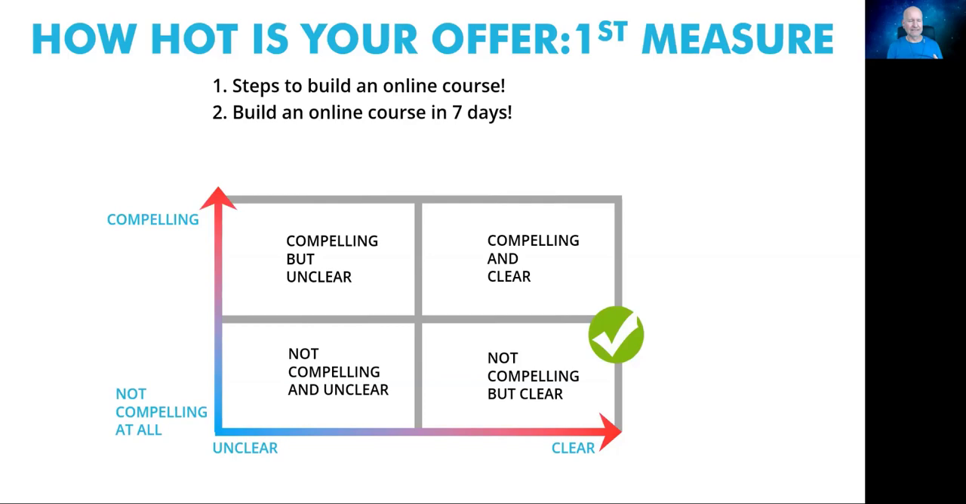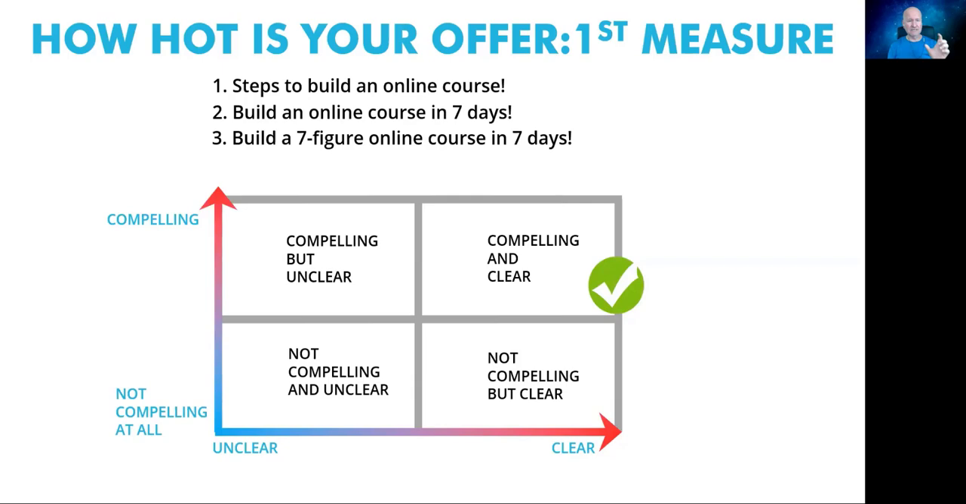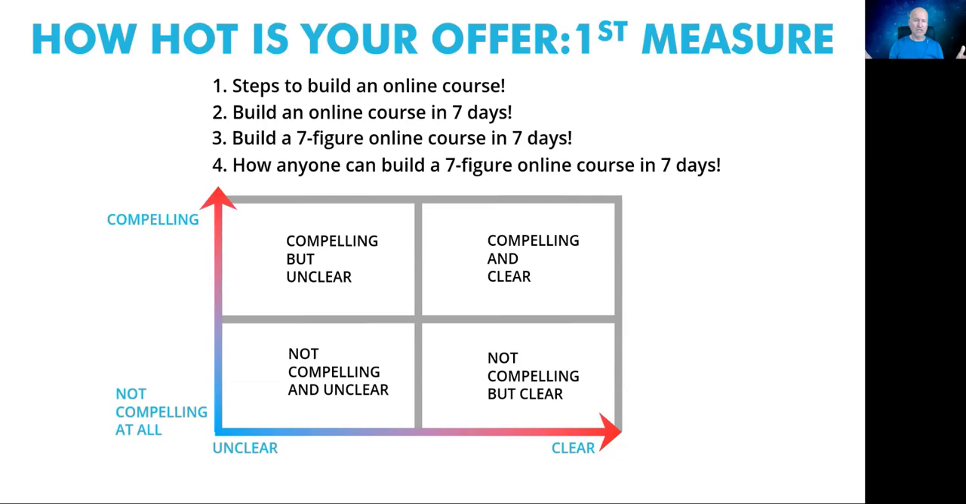Let's do better. So we then said, okay, how about build a seven-figure online course in 7 days? Now it's even more enticing because it's got another promise in there, a seven-figure online course. Of course, we took that out of it in the finish. Then you could do even better: how anyone can build a seven-figure online course in 7 days. I know that's very long, but you're allowed to do this in the land of courses. That is certainly even more compelling because you're simplifying it. You're saying anyone can learn this.